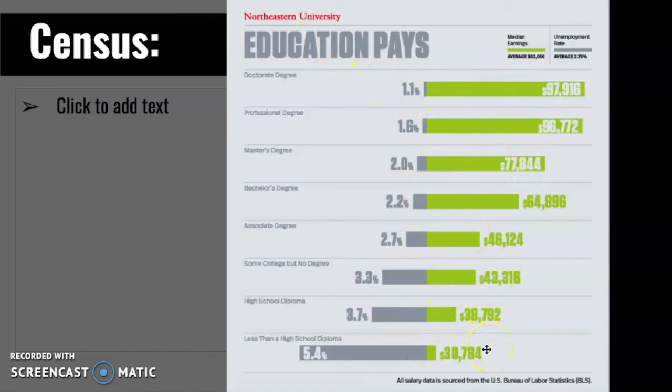So like a year you might make 30 grand without a high school degree. With a high school degree, maybe you make 38. Some college 43, associate's degree 46, bachelor's 64, master's 77, and then when you start getting into the doctoral or the professional degree, basically the difference is you just have to do an internship for this or field work, practicum, something like that. You start getting into the high 90s.